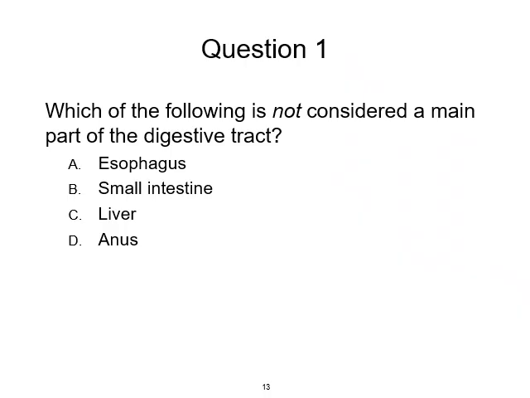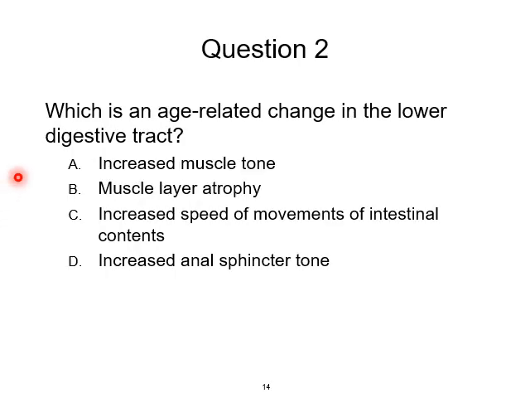Which of the following is not considered a main part of the digestive tract? Answer is liver, because that is an accessory gland. Which is an age-related change in the lower digestive tract? Answer B. With aging, the muscle layer and mucosa atrophy. Muscle tone decreases, as does the speed of movements of the intestinal contents. The anal sphincter tone decreases, not increases.